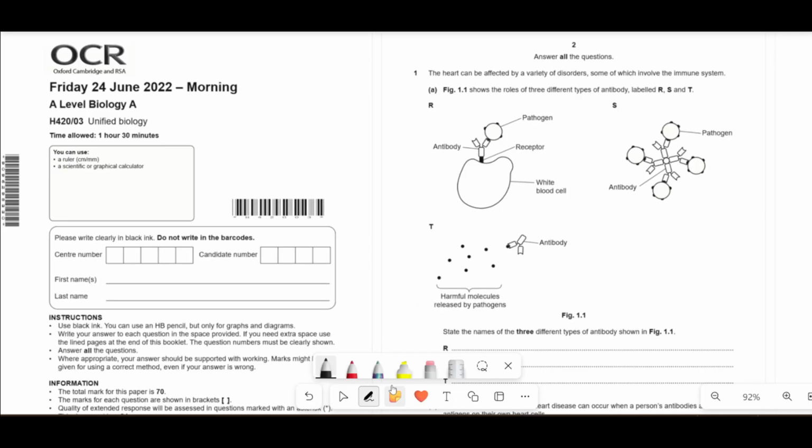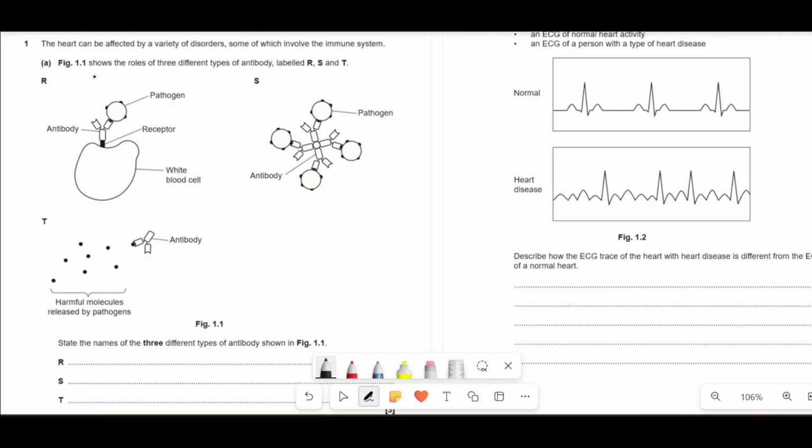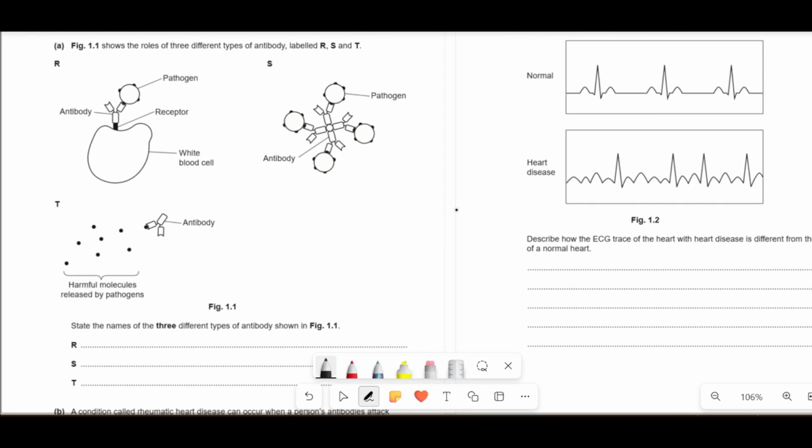Hello everybody, welcome back to the A-Level Cookbook. Today we're going to be doing the OCR A-Level Biology A, paper 3 from June 2022, so let's get going now. So the heart can be affected by a variety of disorders, some of which involve the immune system. Figure 1.1 shows the roles of 3 different types of antibodies, R, S, and T.